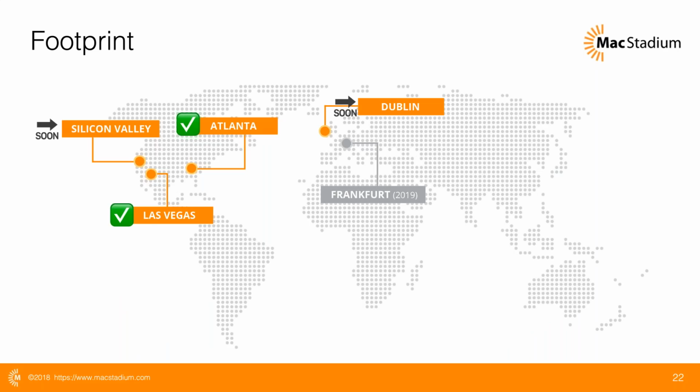Nearing the end here, I wanted to talk about the footprint for our Macs. Like I said, we have data centers all over the world, and right now these Mac Minis are available in Atlanta and Las Vegas. They'll be coming soon to Dublin, and shortly after that, we'll be rolling them out in our Silicon Valley location. Our Frankfurt data center is set to open in 2019 and should be able to support Mac Minis there as well.